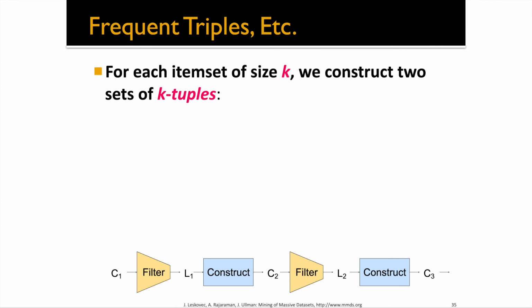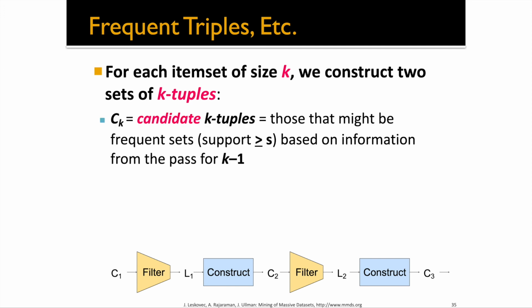So now we have this question of how do we scale up or extend this method for finding frequent item pairs to frequent item sets of arbitrary size. We can do this by constructing two sets. First, we have our candidate set of k tuples. These are the k tuples that can potentially be frequent based on what we learned from the previous pass. So our frequent k tuples in the previous slide would have been frequent pairs that include frequent items.